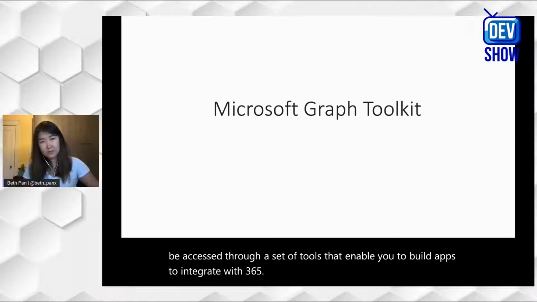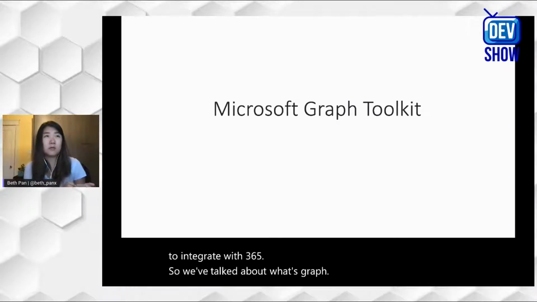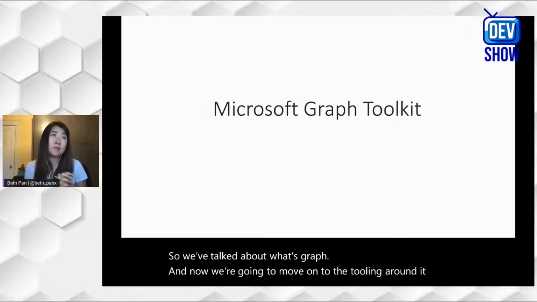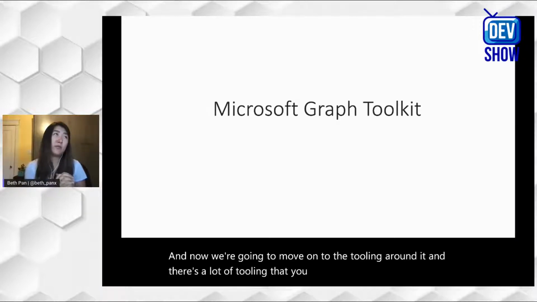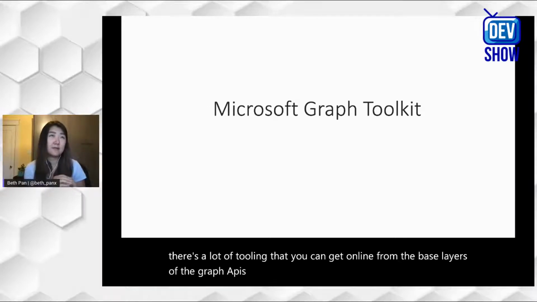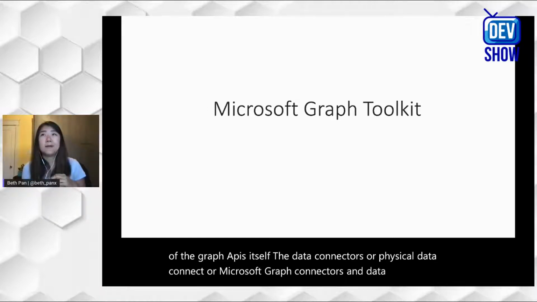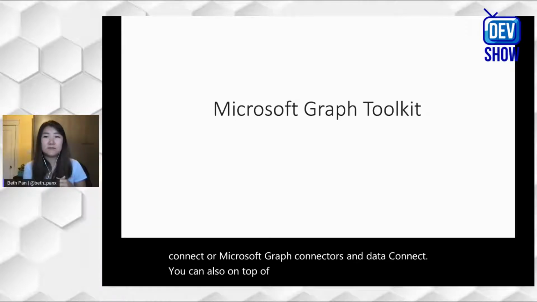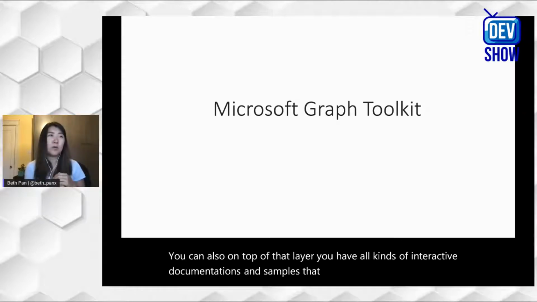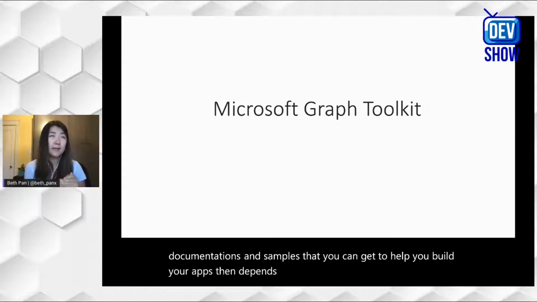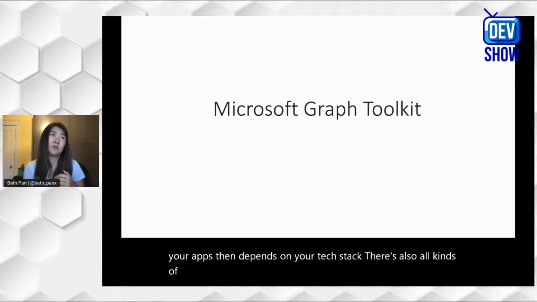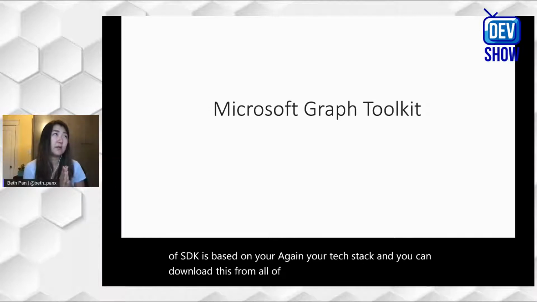So we've talked about what Graph is, and now we're going to move on to the tooling around it. There's a lot of tooling you can get online, from the base layer of the Graph APIs itself, to the data connectors, or is it called Data Connect, or Microsoft Graph connectors and Data Connect. On top of that layer, you have all kinds of interactive documentation and samples to help you build your apps, depending on your tech stack. There are also all kinds of SDKs based on your tech stack, and you can download all of this information from graph.microsoft.com.